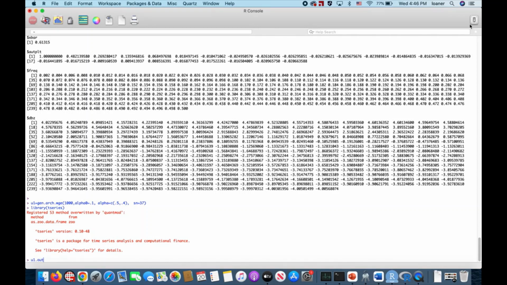So I'm going to say u1.out. What I generated was an ARCH2 model. So u1.out is garch of u1, order equals c(0,2).